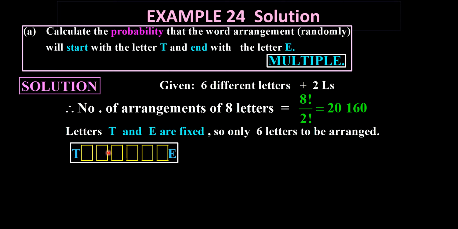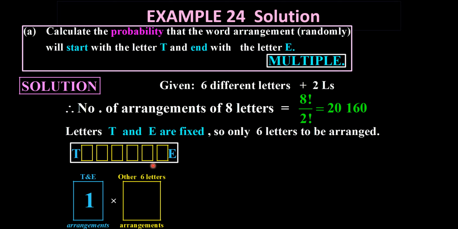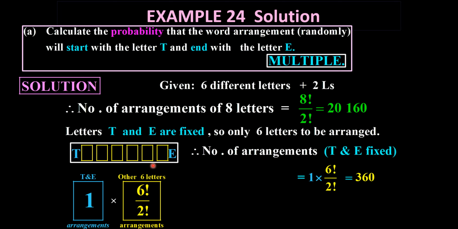But recall those 6 letters, 2 of them are L's. So we also have to account for that. Arranging the T and the E, there's only one way it can be done: start with the T, end with the E. The other 6 letters are 6 factorial. They were different, but there are 2 L's, so it's 6 factorial divided by 2. Therefore, the number of arrangements there is 6 factorial divided by 2, which in this case is 360.